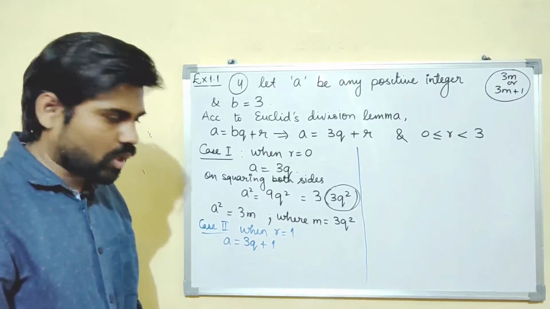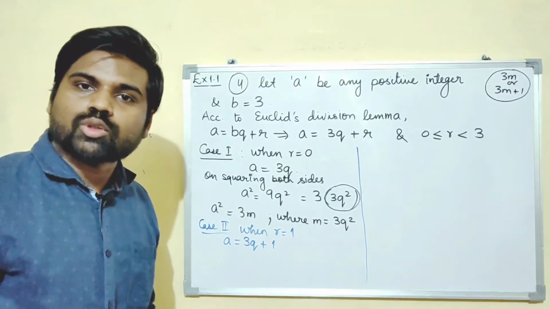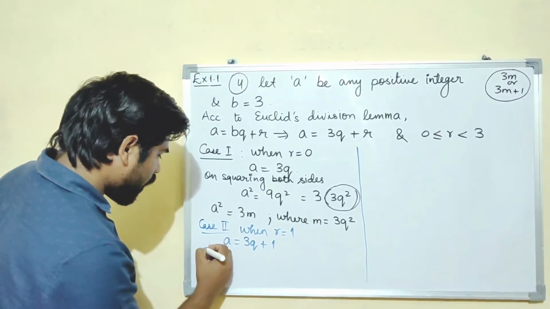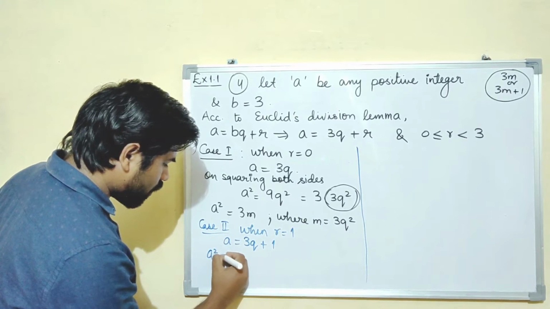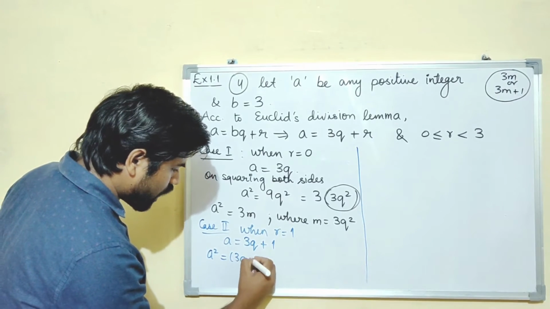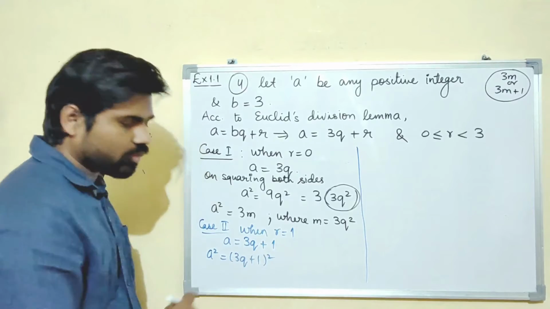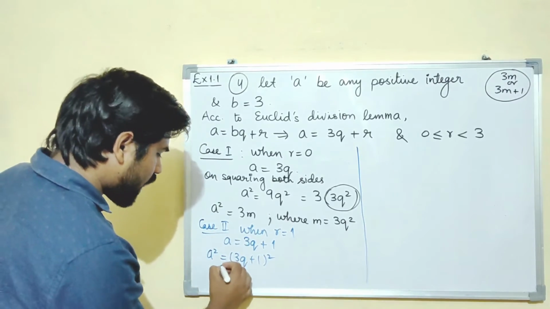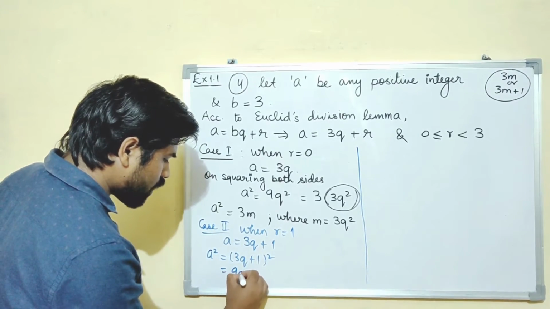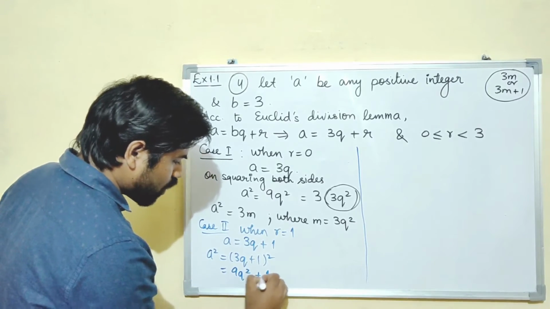You will get 3q plus 1. Now what we have to do? We have to square it. On squaring, we will get a square equals to 3q plus 1 whole square. Right? Let us open the bracket. You will get 9q square plus 1.